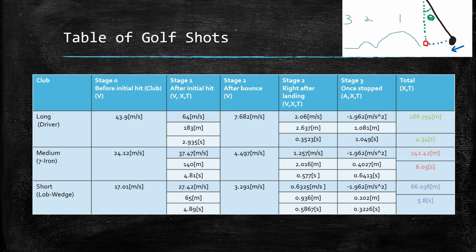And we have the negative acceleration due to gravity, we have the total distance traveled for each ball, and the amount of time it took for the ball to stop rolling. And at the very end, we have the total distance the ball traveled, and the amount of time it took for the ball to travel that distance. As you can see, for the long driver, it traveled the farthest distance, and took the least amount of time. For the medium 7-iron, it traveled the second most amount of distance, which is expected, and actually took the most amount of time. And for the short lob wedge, it traveled the least amount of distance and took the second most time.